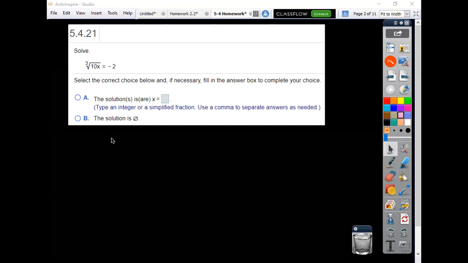To solve this cube root problem, how do you undo a cube root? Well, undo a square with a square root, undo a square root with a square, so how about undo a cube root with a cubed?